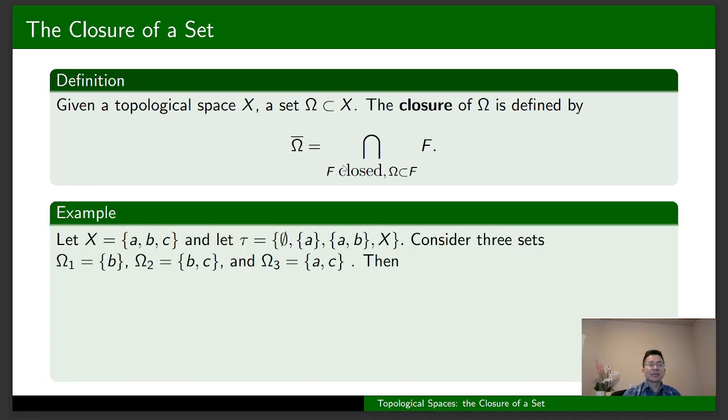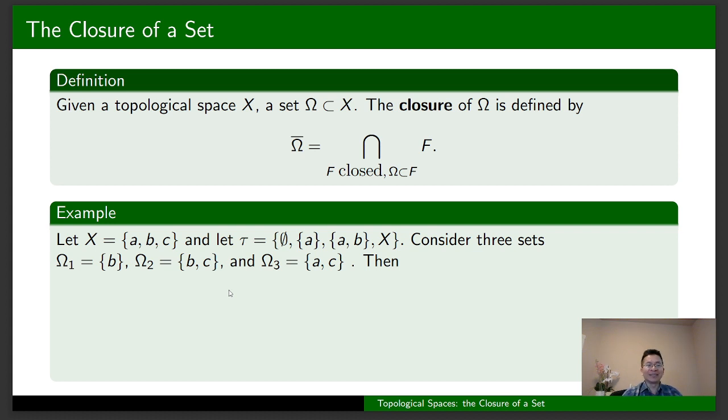In order to better understand this concept, we are going through a very simple example. In this example, X is the set consisting of three elements A, B, and C. And tau is this collection. We can show that tau is a topology on X, and therefore X with tau is a topological space. In this topological space, we consider three sets, omega 1, omega 2, and omega 3 given over here. Then my question is, how can we find the closures of these sets in this topological space?